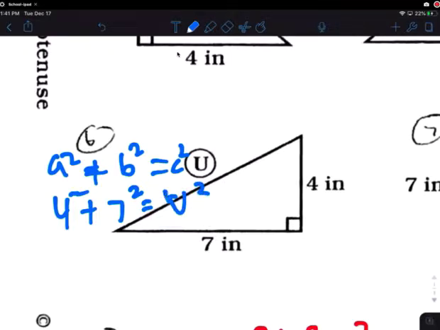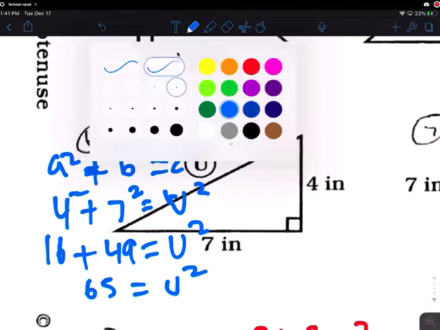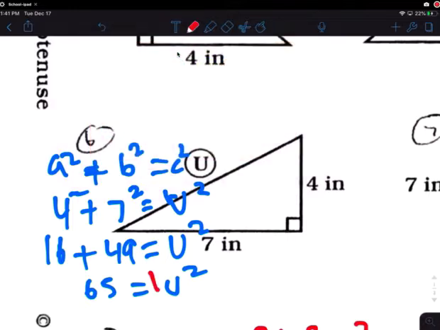Okay, equals u squared. So 16 plus 49 equals u squared, and that gets you 65 equals u squared. You have to write this. Take the square root of that to get u.